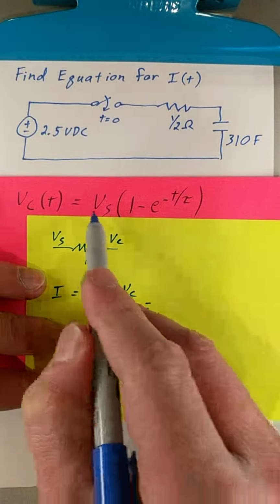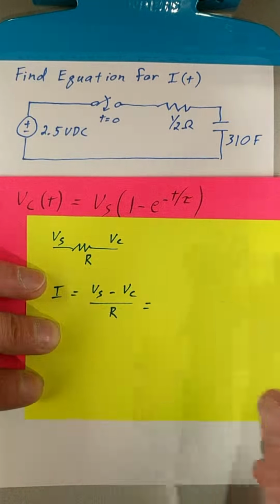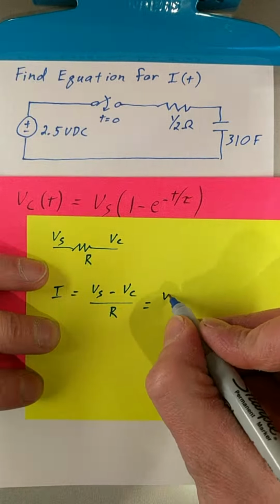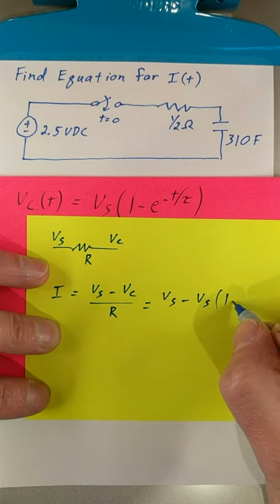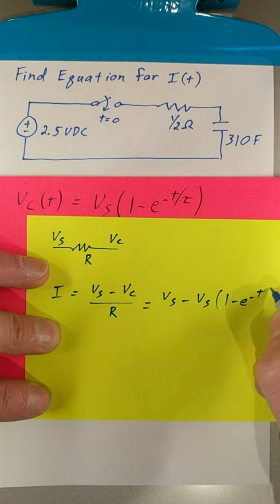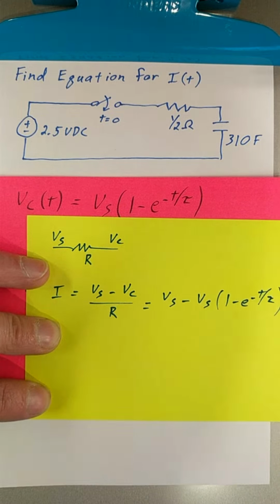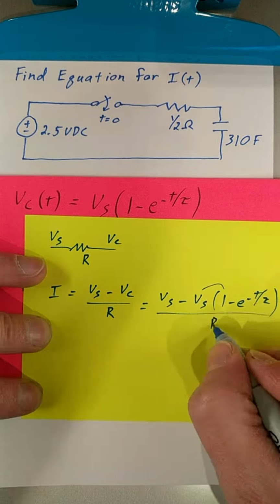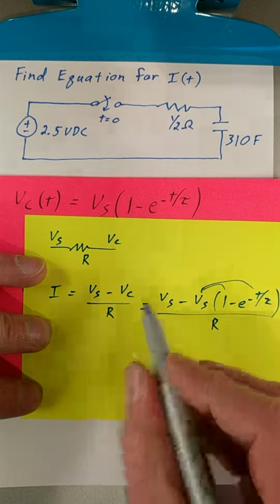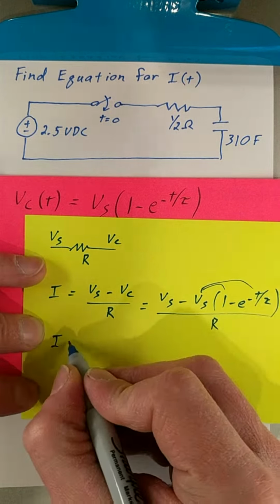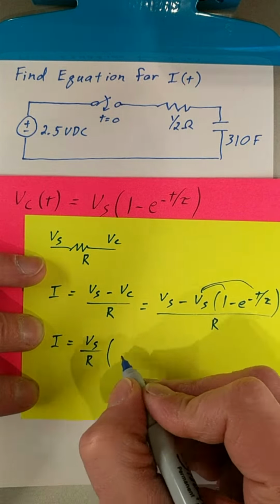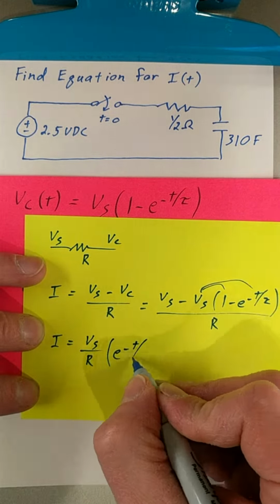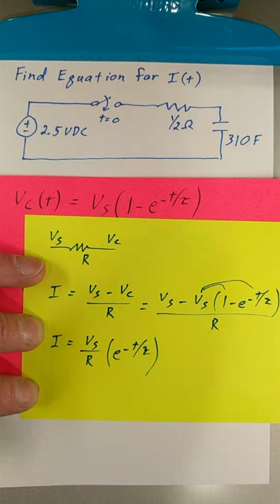We can substitute this equation here in for voltage on the capacitor. So we end up with Vs minus 1 minus e to the negative t over tau, all of that over R. We'll distribute the negative, of course, which leaves us with current is equal to Vs over R multiplied by e to the negative t over tau.